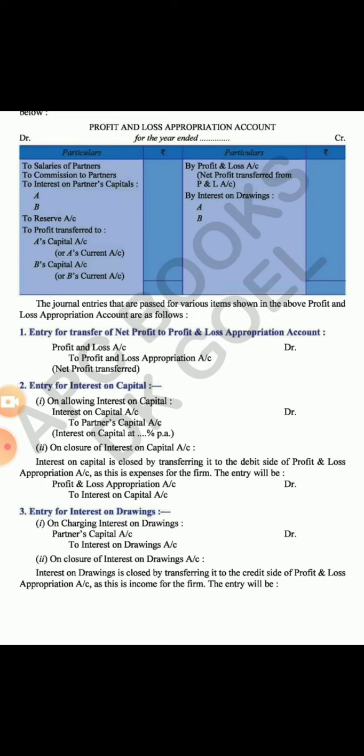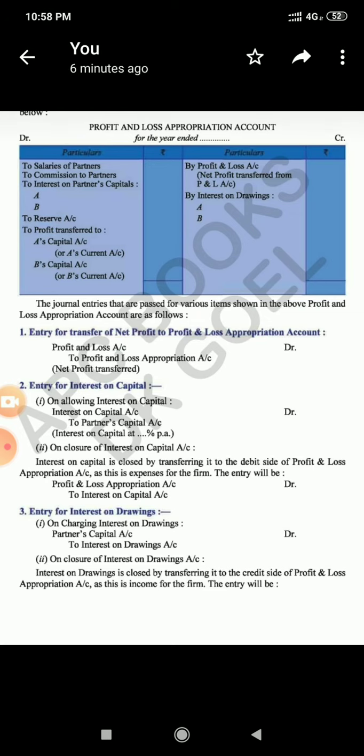If any commission related to the partners is given in the question, then we enter it here. Then to interest on partner capital. Here we calculate the interest on partners' capital and show it. For example, if the capital of partner A is 1 lakh and the rate of interest is 10%, then 10,000 is shown as A's interest on capital.